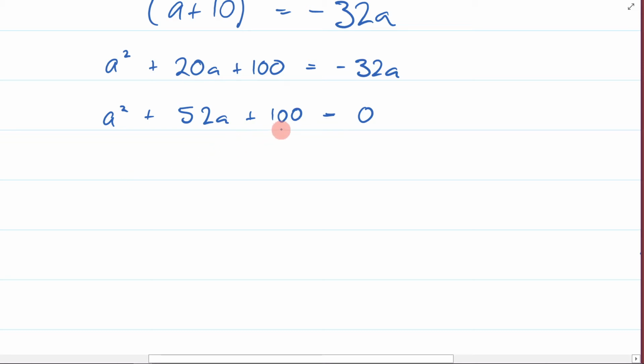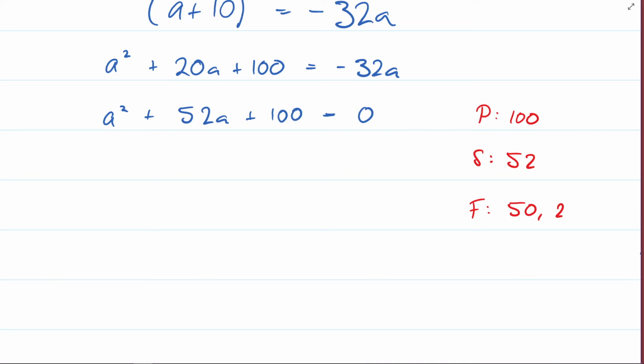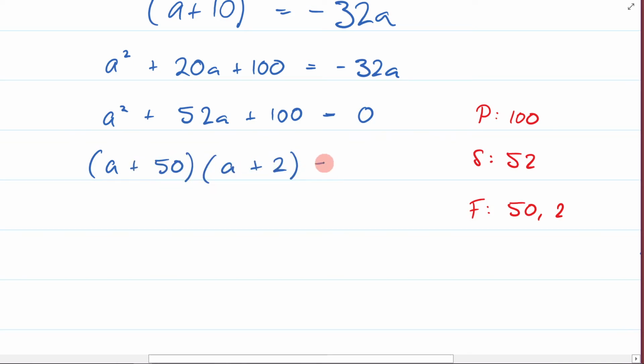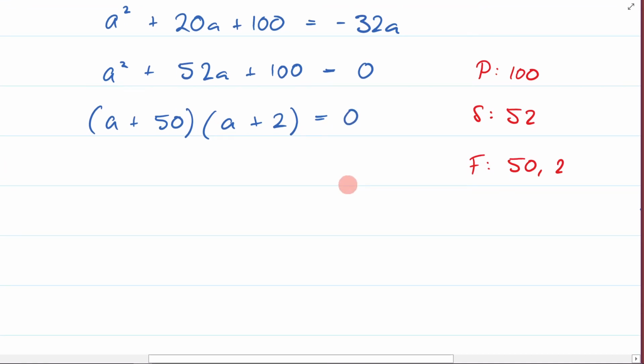I absolutely can. What are the two numbers? The way I like to think about this is I need two numbers, the product of which is 100, the sum of which is 52. What factors would achieve that? Well, it will be 50 and 2, because 50 times 2 is 100, 50 plus 2 is 52. That's called the PSF method. Or you might just be able to look at that and identify it. So I'm going to get a plus 50, and then a plus 2 is equal to 0. That means I'm going to get a is equal to negative 50, and a is equal to negative 2.